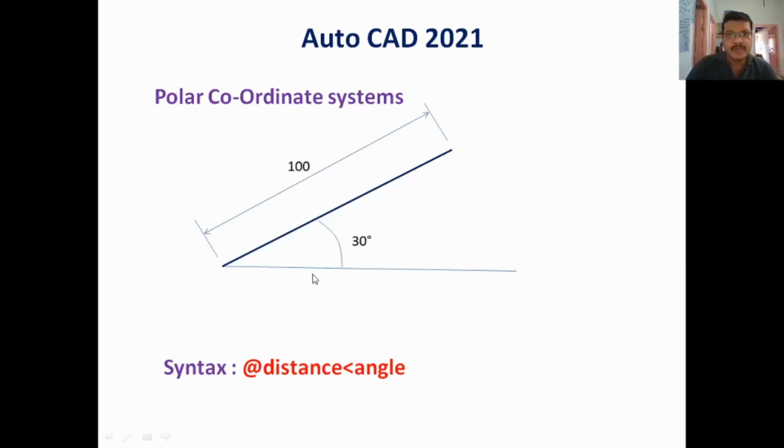So for polar coordinate system, this polar coordinate system is used to draw the inclined lines. So that's why, if inclination is 30 degrees, distance is 100, in that case, the syntax is at the rate distance less than angle that you have to give as the input. This is the syntax for polar coordinate system.